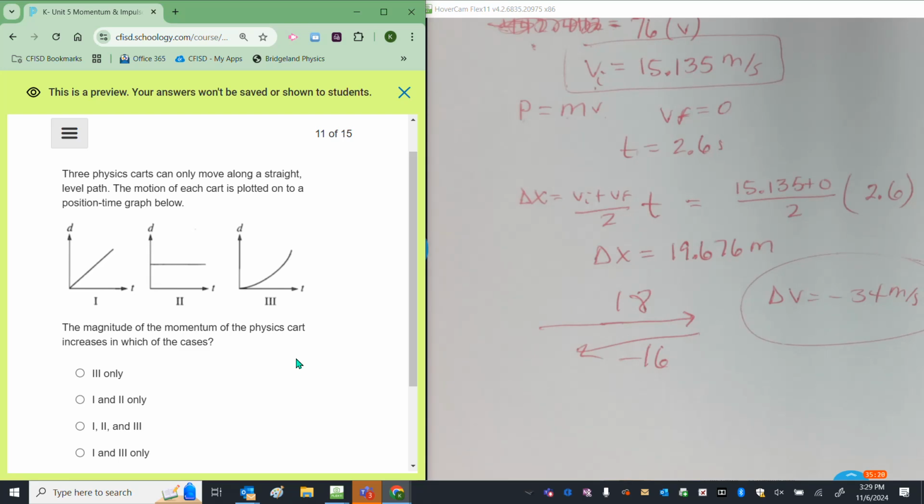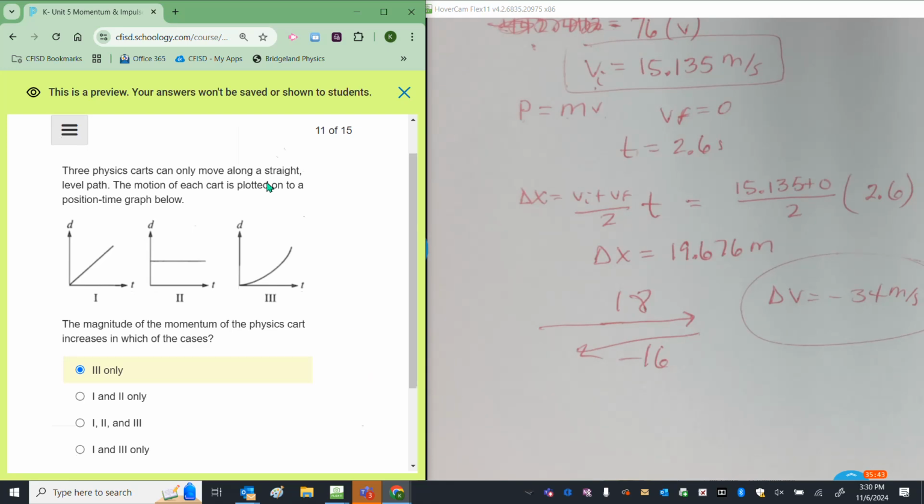The only one that has a changing slope is this third graph that has a curve, because the slope starts out more shallow and gets steeper and steeper. This one has a constant velocity. This one's not moving. The only one that has an increase in momentum because of an increase in velocity is graph 3. Are there questions about this particular problem?